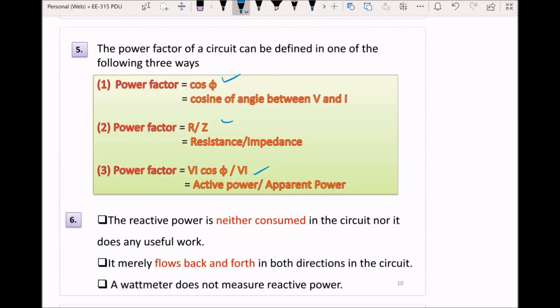Furthermore, the reactive power cannot be measured by a simple wattmeter and usually a digital reactive power meter is used for its measurement.